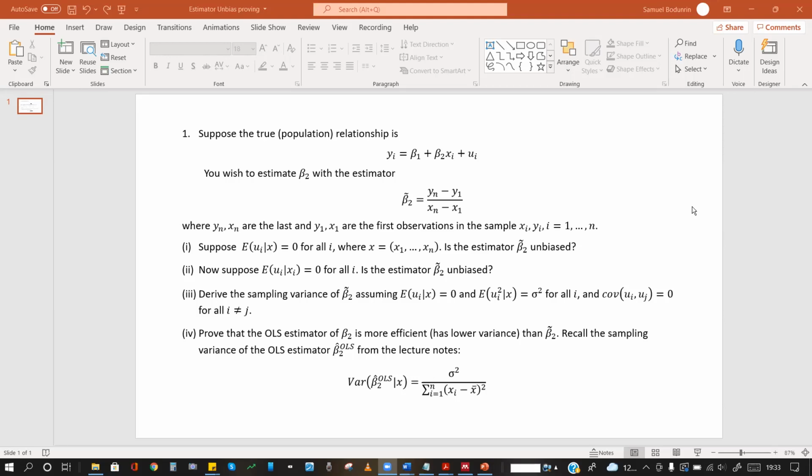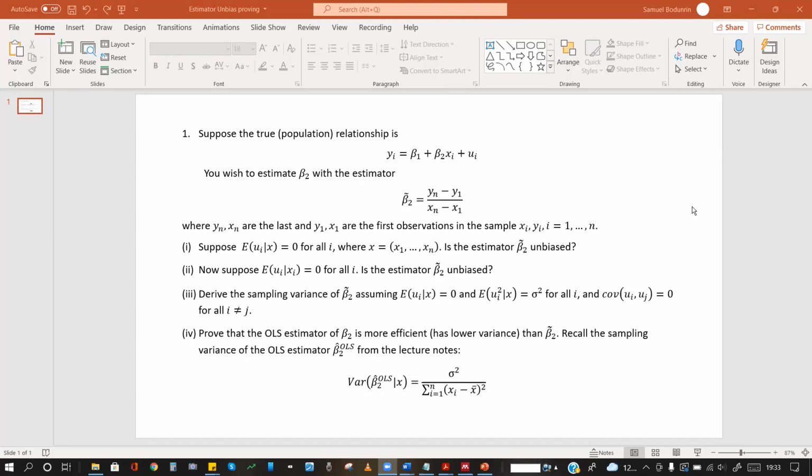I'm here to solve this question. It's all about testing the unbiasedness of an estimator. And we know that under the OLS, the expected value of the sample estimate must be equal to the population parameter.